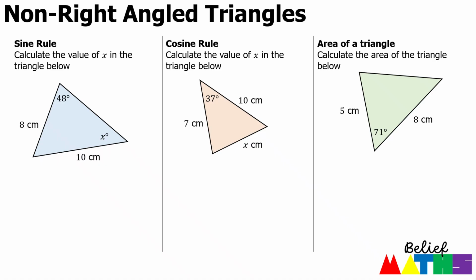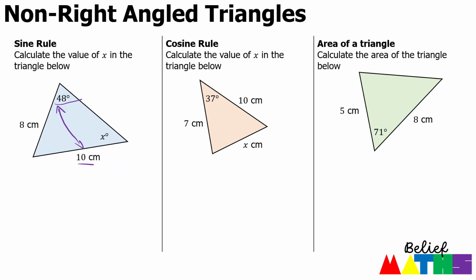Now, the sine rule is used in a very specific case. It's when you've got a non-right angle triangle and you have a pair of values. That means you've got an angle and the side opposite it. And when you've got that pair, you can use the sine rule. Now the sine rule is on your formula sheet. It's a over sine A equals b over sine B equals c over sine C.